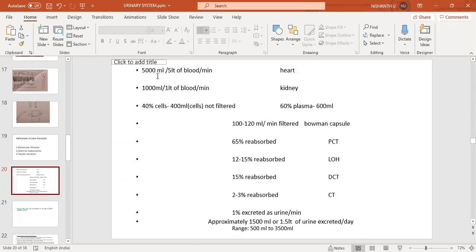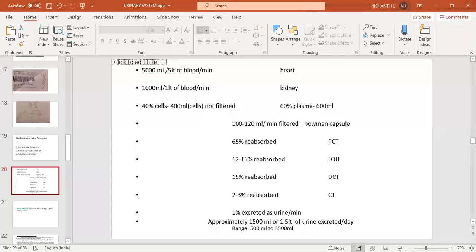For example, per minute, I'm talking everything per minute, 5,000 ml or 5 liters of blood is pumped from the heart. Of this 5,000 ml, 1,000 ml or 1 liter of blood per minute reaches the kidney. That means approximately 20%. Don't think that all the 1,000 ml will get filtered, because in this 1,000 ml of blood, 400 ml or 40% is cells only, that means RBC, WBC, platelets. They cannot be filtered, so forget about them.